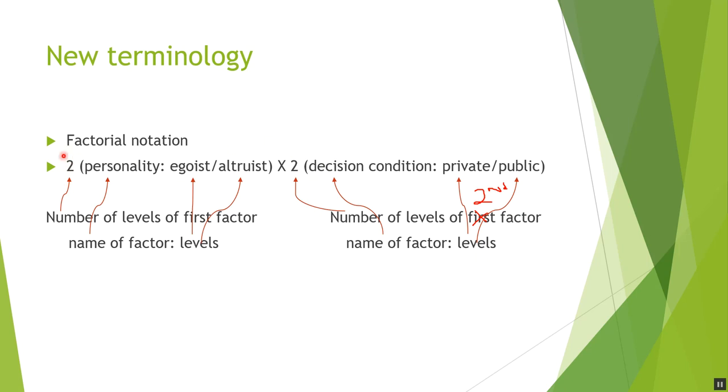Each factor, each independent variable, gets a little introduction here. And the number indicates the number of levels. Here we have 2 levels. Then we go on by, and then the next factor has 2 levels again. Oh, by the way, what's 2 times 2? That's 4.